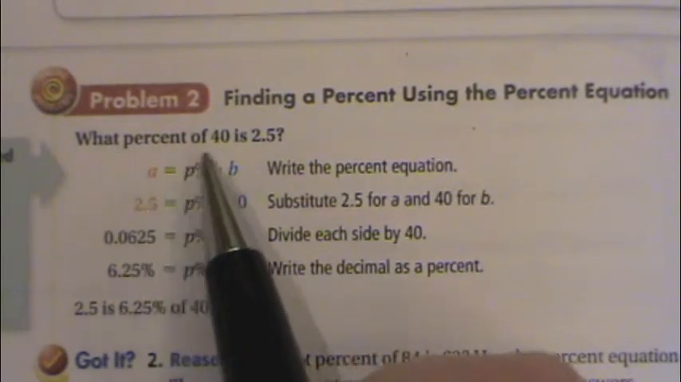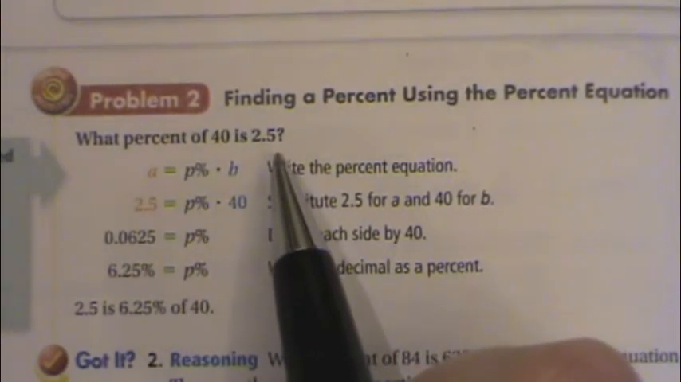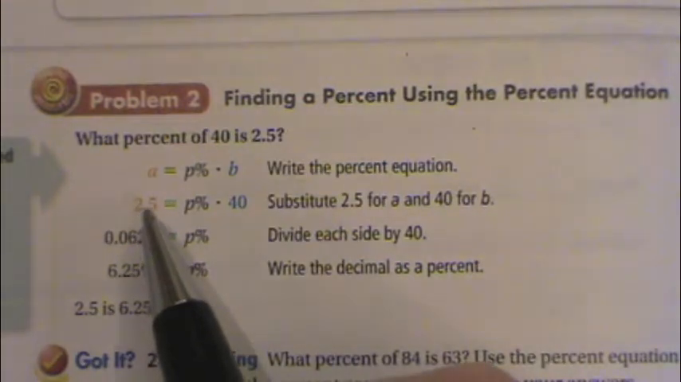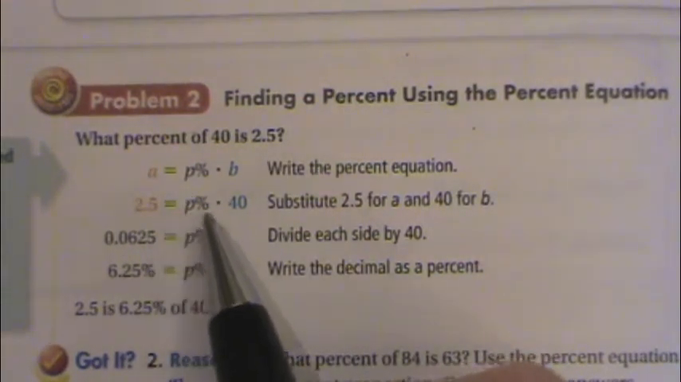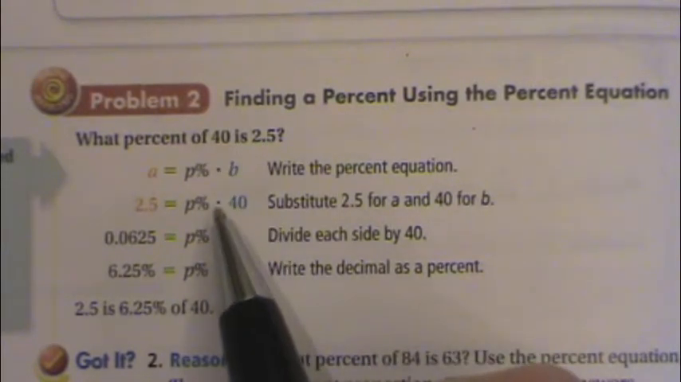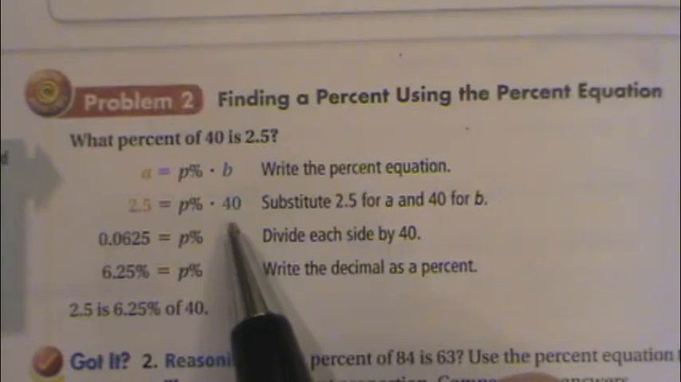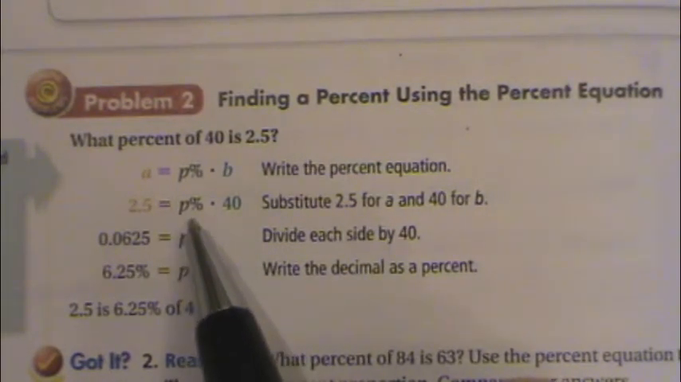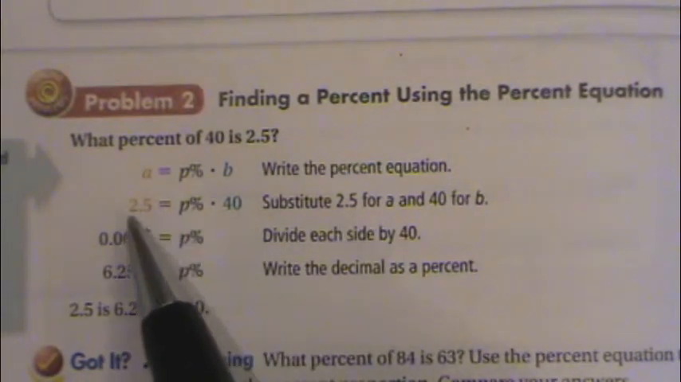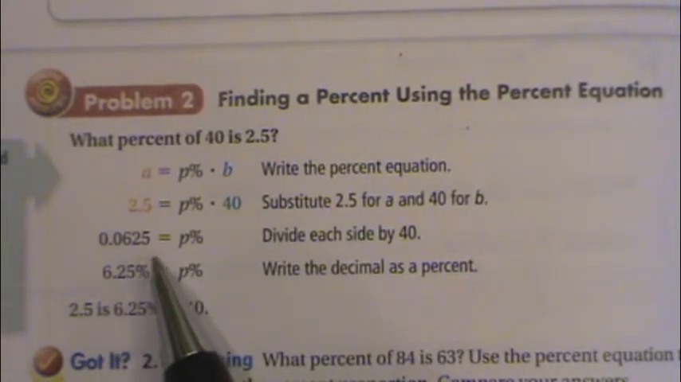We're trying to figure out what percent of 40 is 2.5. Well, 2.5 is going to go here. The percent is what we're trying to figure out. That's going to remain a variable. "Of 40" becomes times 40. So work through it. How are you going to do this? Oh yeah, gotta divide each side by 40. So that's what you end up with.